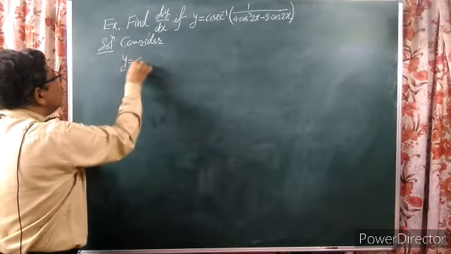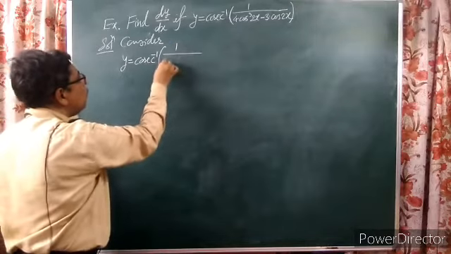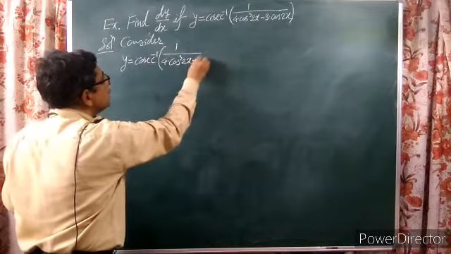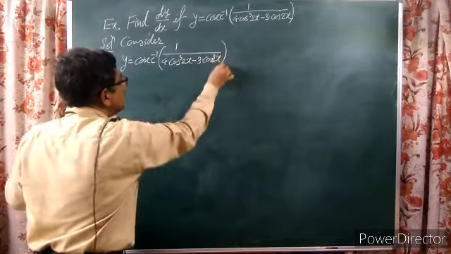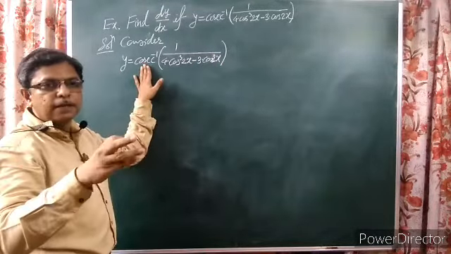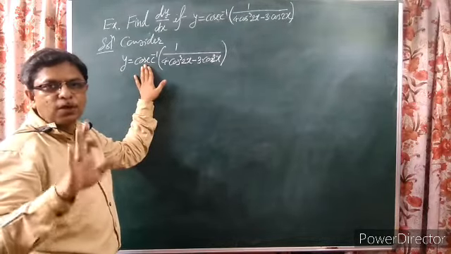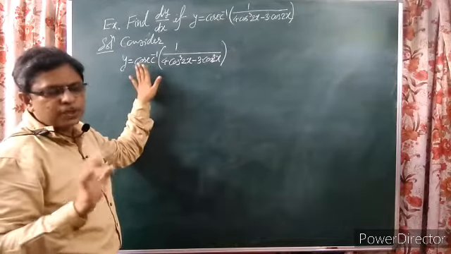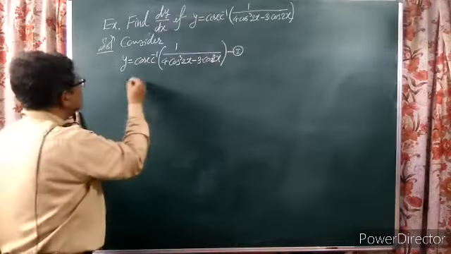Now consider the given function. Y is equal to cosec inverse of 1 upon (4 cos cube of 2x minus 3 cos of 2x). So step by step we'll go. See, we have decided to convert cosec inverse in the form of sine inverse, sec inverse in the form of cos inverse, and cot inverse in the form of tan inverse. So we'll just do that much only here. So see what we can do here.